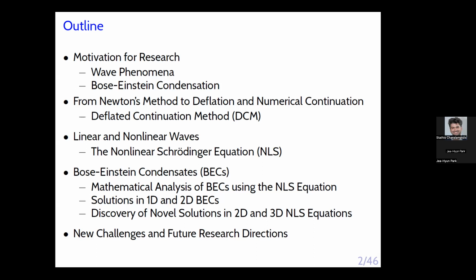We're going to explore solutions in 1D, 2D using this deflated continuation method. And we're going to see also some new solutions that we were able to obtain over the years, and also some challenges that one encounters while solving such type of higher dimensional problems. And then I will wrap up this talk by going through some new challenges, ongoing research, and future research directions.